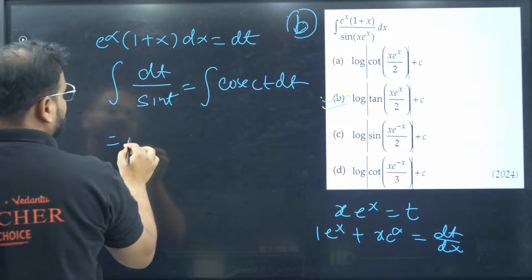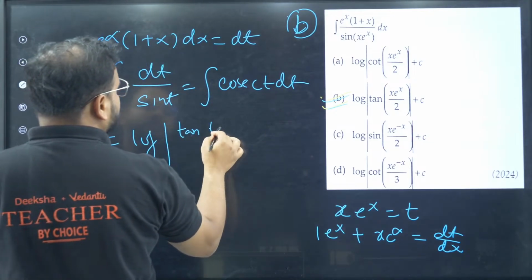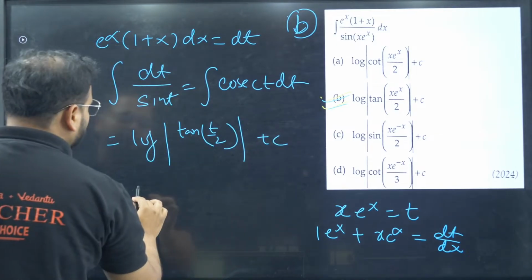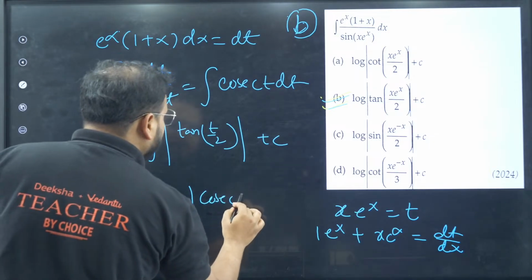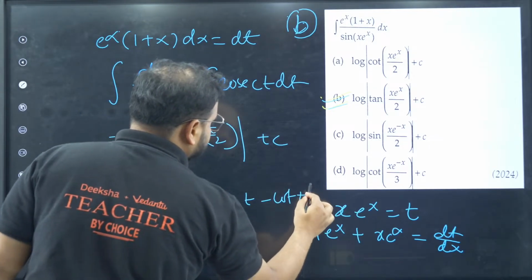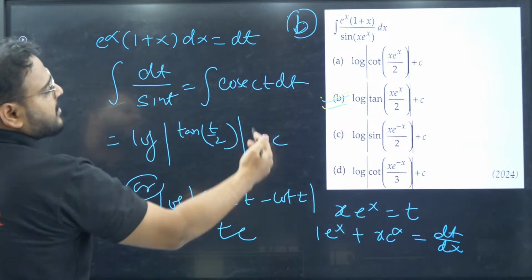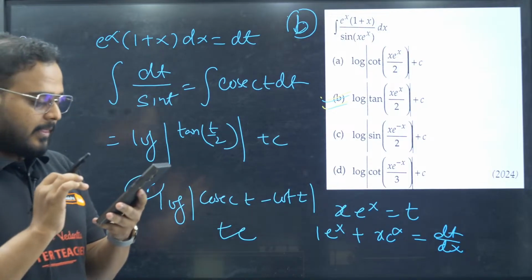This can have two forms: either log of tan t by 2 plus c, or one more form, if the option is different, you can try this out: log of cosec t minus cot t plus c. So both answers are correct. In this case, option B is the right choice. So please check, everyone.